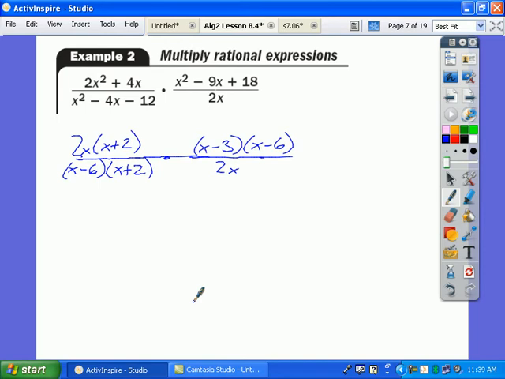Okay, so look, I have an x plus 2 in the top. I have an x plus 2 in the bottom. See ya later. I have a 2x in the top, 2x in the bottom. I have an x minus 6 in the top, I have an x minus 6 in the bottom. See you later. And this entire massive expression simplifies to that. And that is this process. That is what we do in this section.